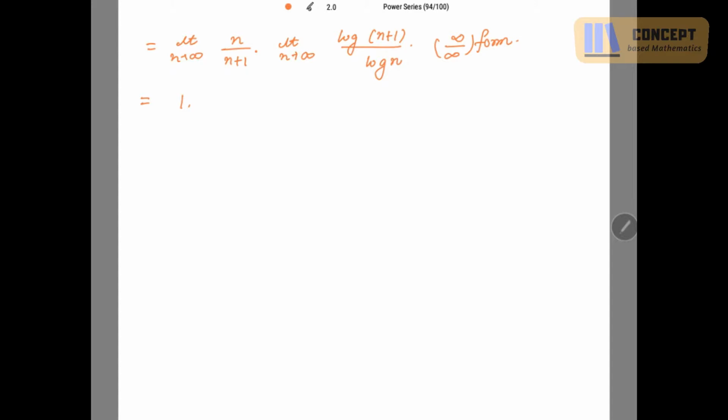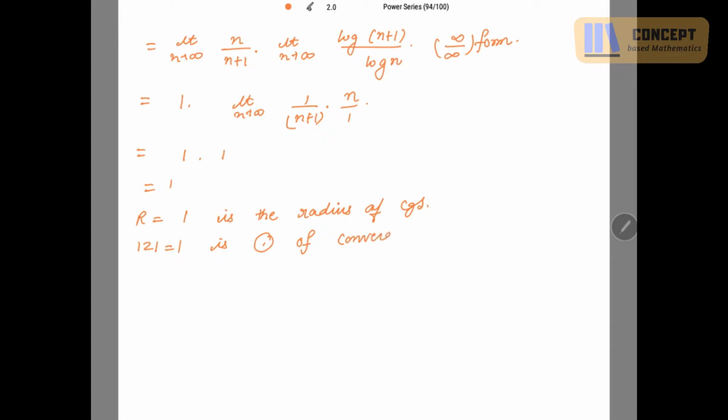So I again use L'Hopital's rule, that is limit n tends to infinity. This is 1 over n plus 1, and this is 1 by n. So this is 1 into, this limit is also 1. So finally I am getting the radius of convergence to be equal to 1, and mod z equal to 1 is the circle of convergence. As the radius is 1, so mod z is 1. So this is your circle of convergence.